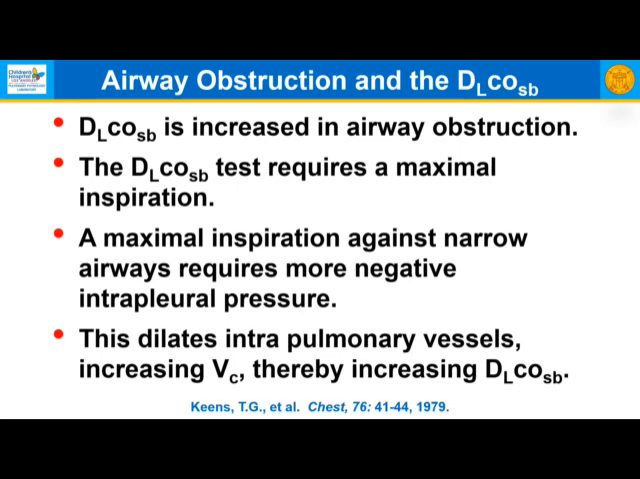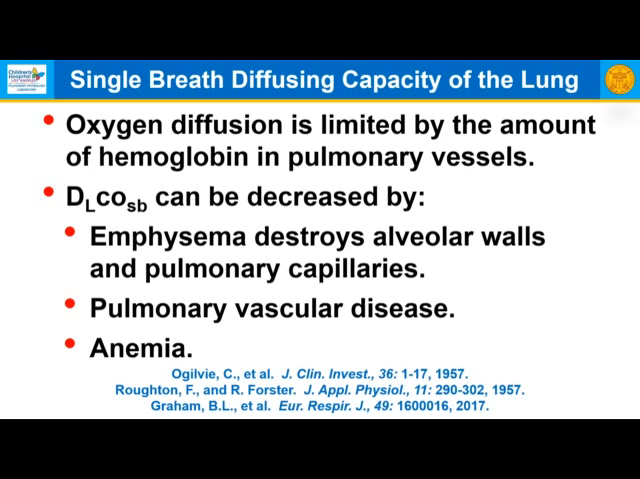The DCO requires a maximal inspiration. Maximal inspiration against narrow airways requires more negative intrapleural pressure, and this dilates intrapulmonary vessels, increasing the amount of hemoglobin in the lung at the time the test is done, thereby increasing the diffusing capacity, or the KCO. I will just add that when we submitted this for review, the reviewers doubted that this was the case. So we actually took a few asthmatics and measured their intrapleural pressure and showed that it was in fact increased during inspiration. So oxygen diffusion is limited by the amount of hemoglobin in pulmonary vessels.